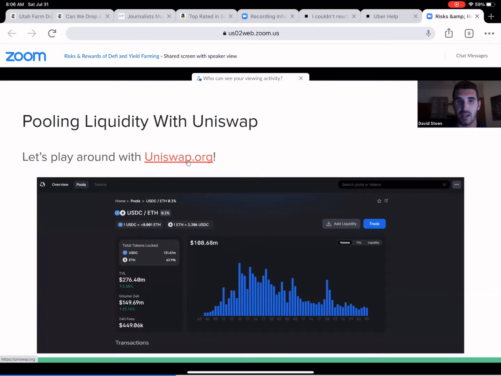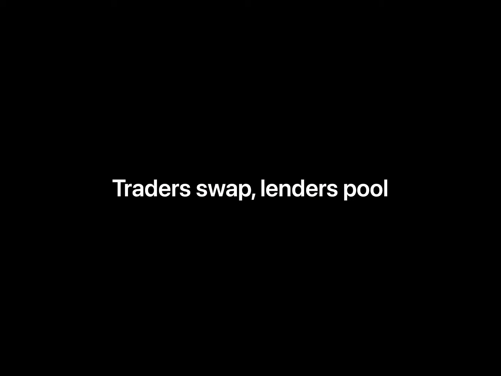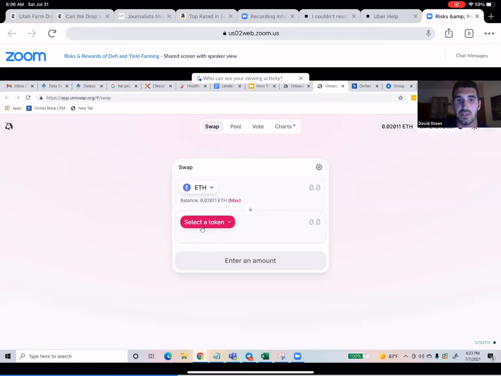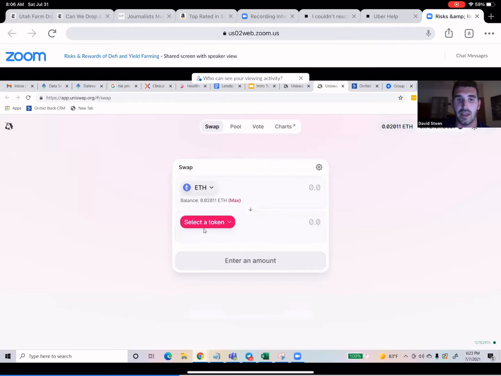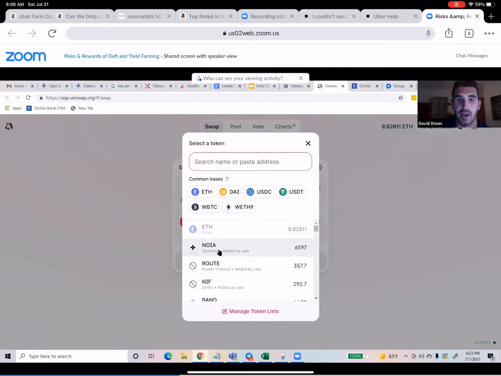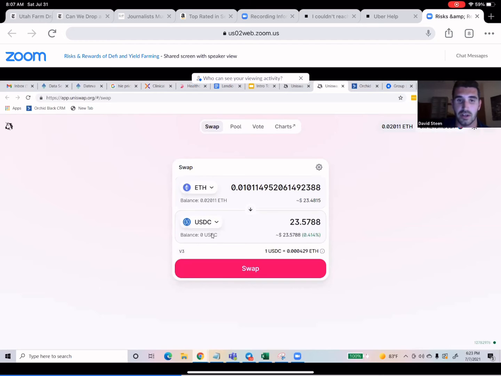So we're going to play a little bit with Uniswap here. As a trader, this is what you would see. You would see Ethereum, or whatever token you want to use. Let's just say in this case it is Ethereum, and then some other token. So I want to buy USDC. This much Ethereum to sell, and then I wanted to swap it to 23 USDC.